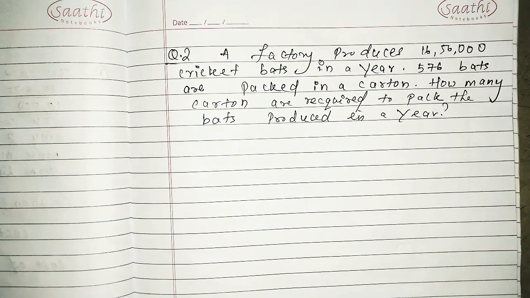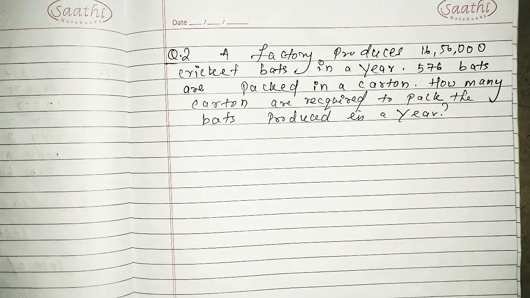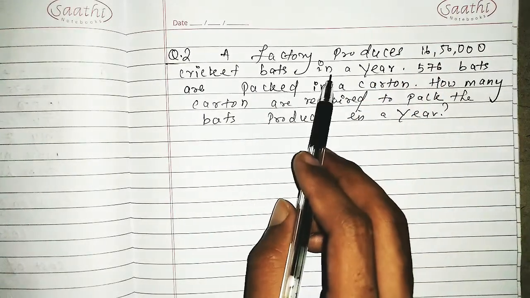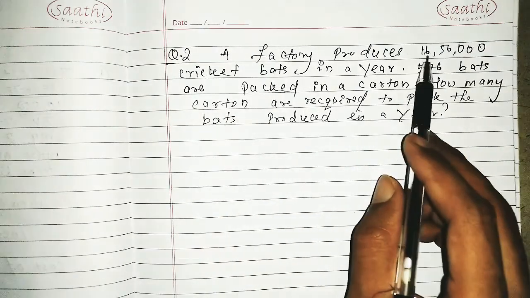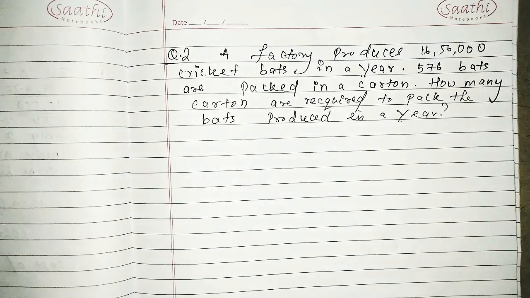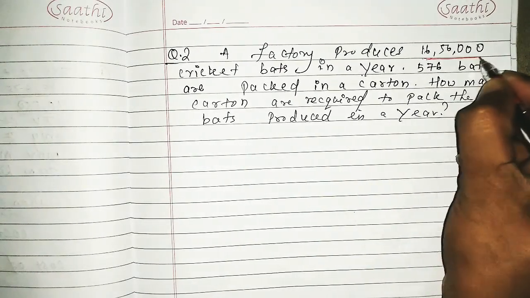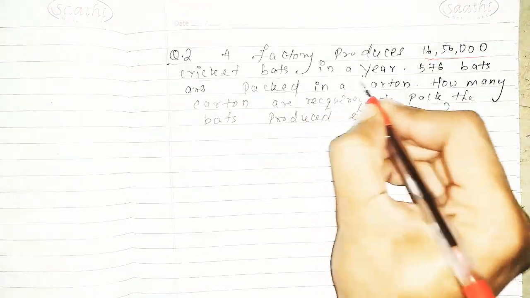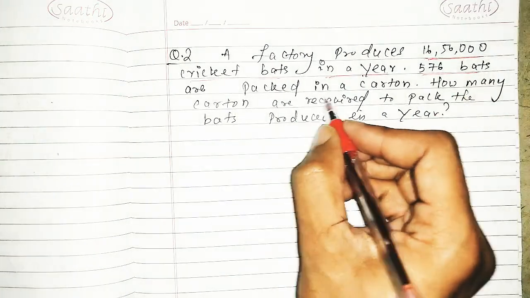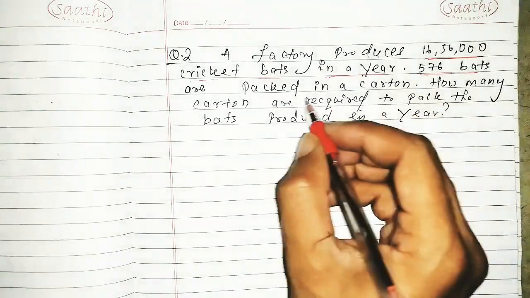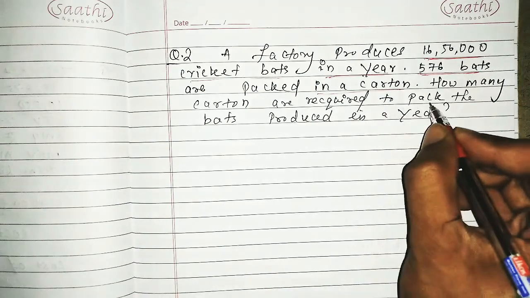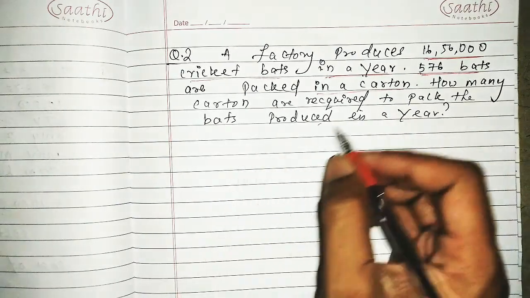Second, a factory produces 16,56,000 cricket bats in a year. In a year means 1 year. 576 bats are packed in a carton. How many cartons are required to pack the bats produced in a year?